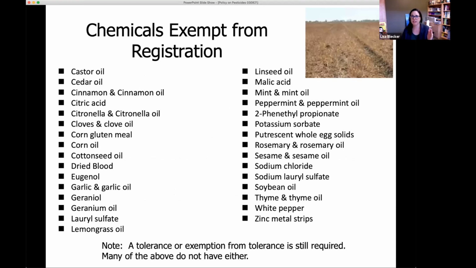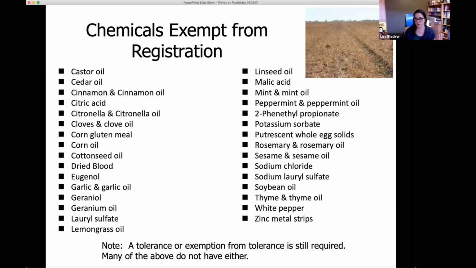So these are a list of chemicals that are exempt from the requirement of a registration. They're called the 25B list. They're lower toxicity products. If these are the active ingredients and there's no other active ingredient not on this list in that product, then technically it doesn't have to be registered, but it is not automatically exempt from a tolerance. So if you're applying stuff to food, like animal food or human food or drink, then it has to either have a registration or exemption from registration, tolerance or tolerance exemption.